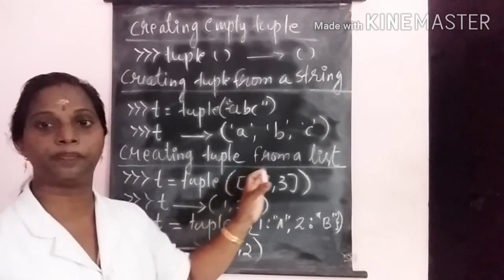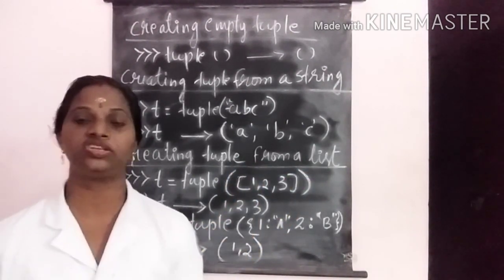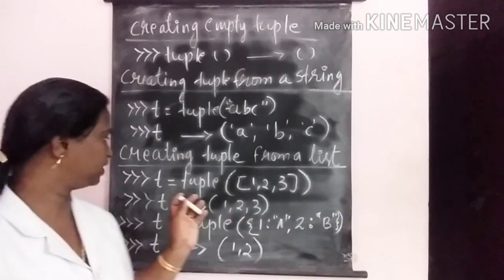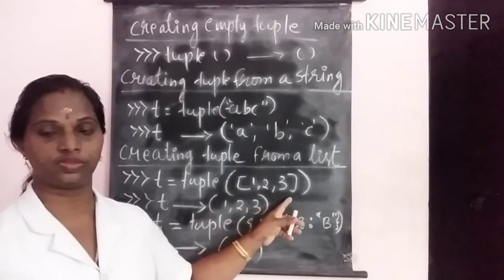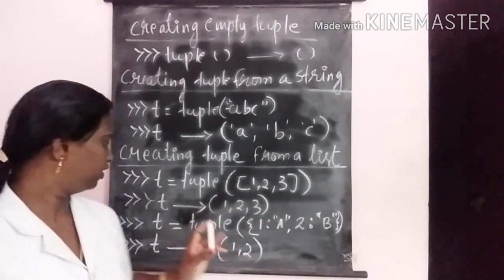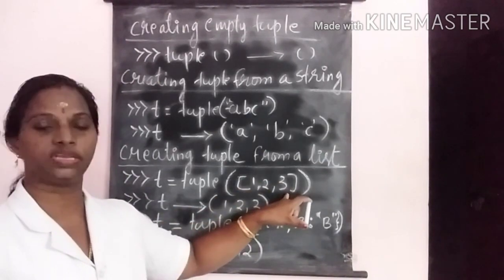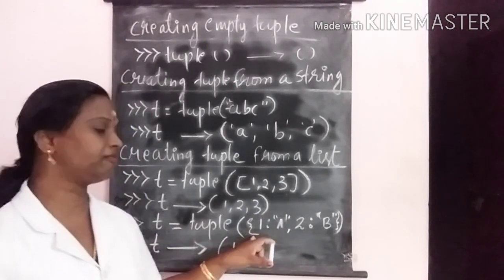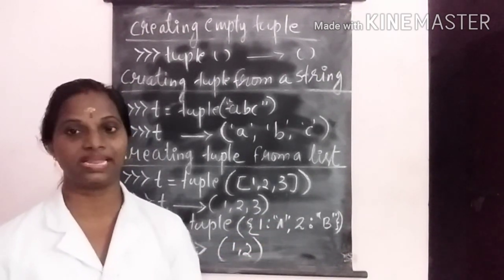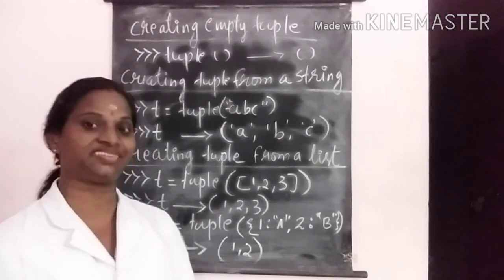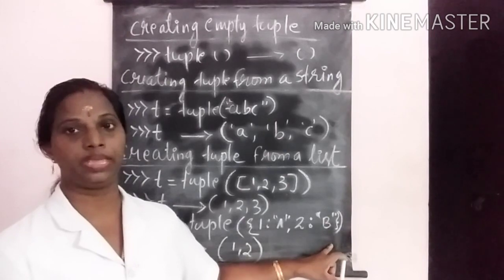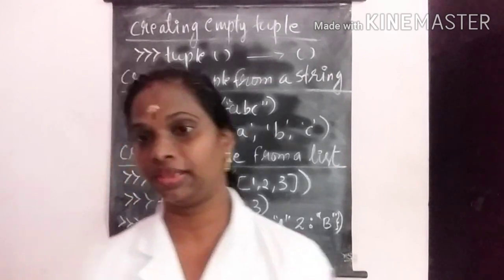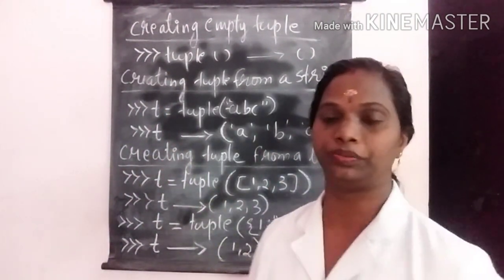Next one, how to create a tuple from a list. To create a tuple from a list, you can write one list inside this parenthesis. That is, T is equal to tuple of [1, 2, 3], where 1, 2, 3 is a list. So when you print this T, then 1, 2, 3 will be a tuple. Next one, T is equal to tuple of this one, which is a dictionary. How to create a tuple from a dictionary. So here {1: A, 2: B}. Then print the T, that means you will get a tuple 1 and 2.